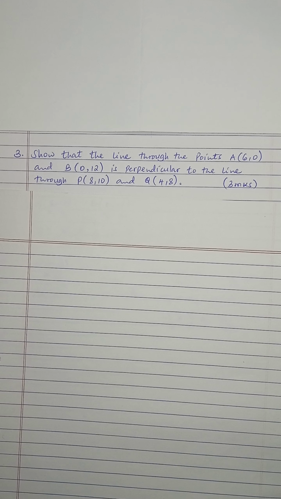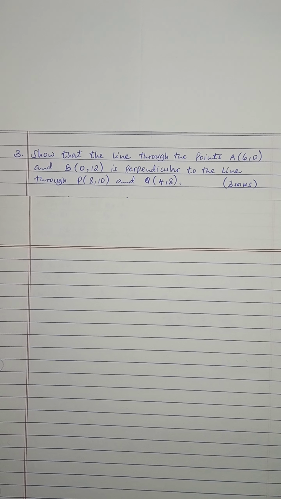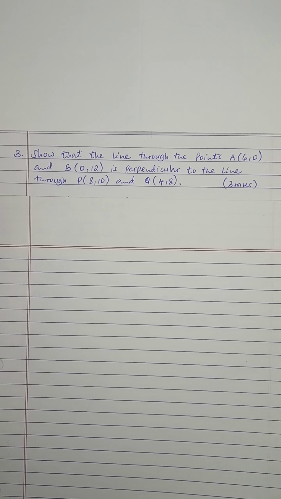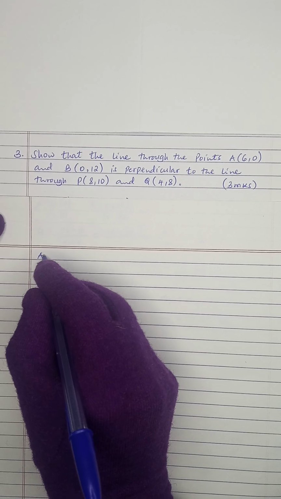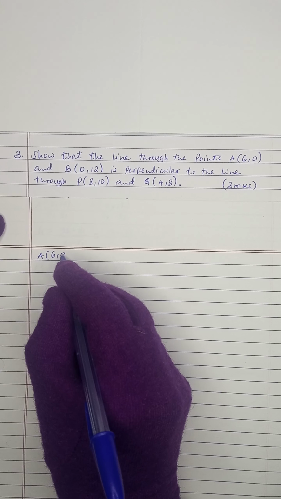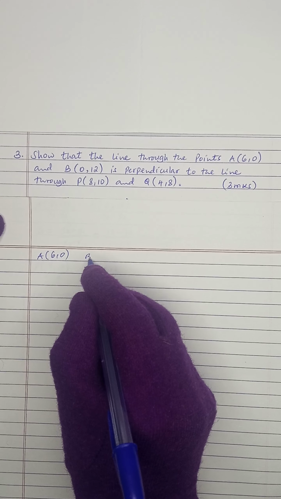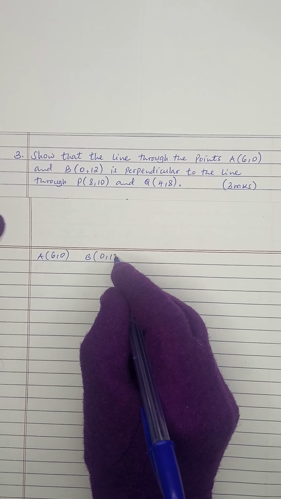Number 3, show that the line through the points A (6, 0) and B (0, 12) is perpendicular to the line through P (8, 10) and Q (4, 8). To show that lines are perpendicular, we need to find their gradients, and then the product of their gradients should be equivalent to -1. So to find the gradient, we'll begin with A (6, 0), then B (0, 12).